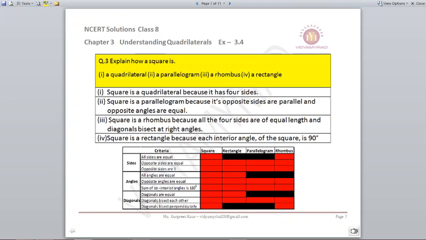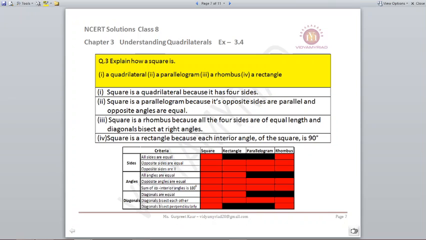Yes, what is the property of a parallelogram? Opposite sides are equal and parallel. So I can say in a square all the sides are equal. Definitely its opposite sides will also be equal and parallel. A square is a rhombus. Yes, it is a rhombus because in a rhombus also all the adjacent sides are equal and their diagonals also bisect at right angles. In the square also diagonals bisect each other at right angles, so it holds true for it.